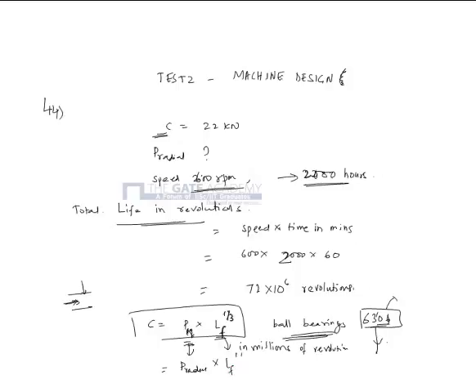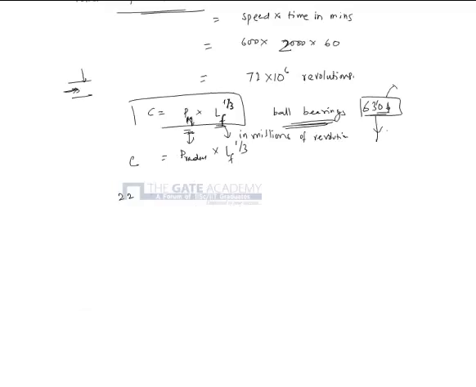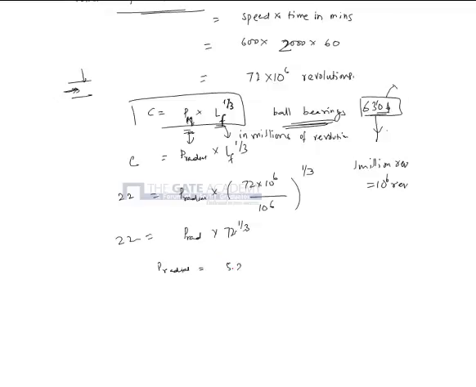So C is given, which is 22 kilonewtons. This is asked, and the life has to be in millions of revolutions. So I have to divide it by 10 power 6, because 1 million revolutions is 10 power 6 revolutions. So it is basically P radial into 72 to the power 1/3 equals 22. If I use the calculator, I'll get the answer as 5.29 kilonewtons. Thank you.